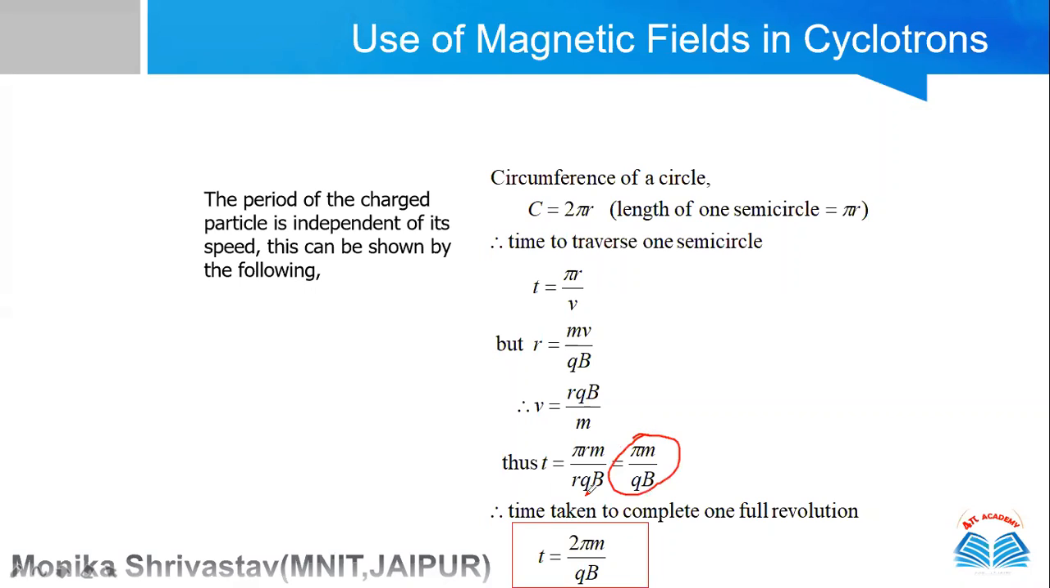And if we want the time taken to complete one full revolution, or one circle, then we just multiply this by two, and the formula will be T equals 2πm over qB.